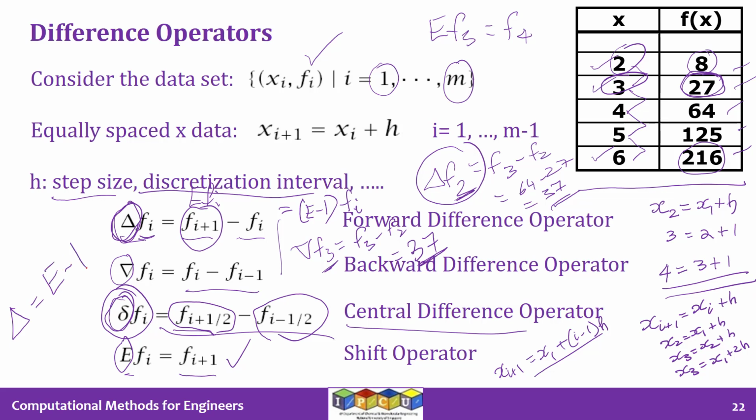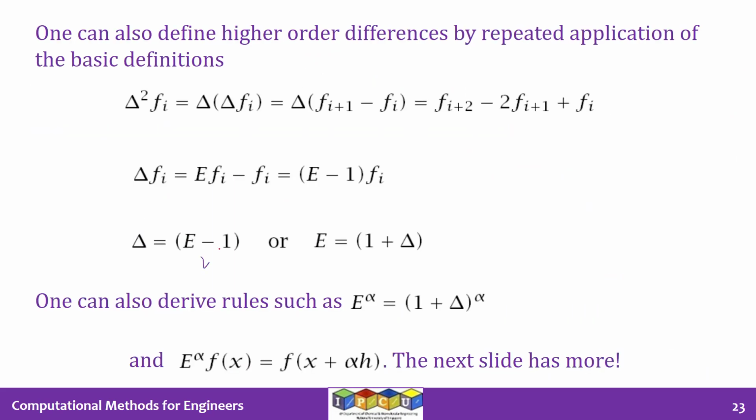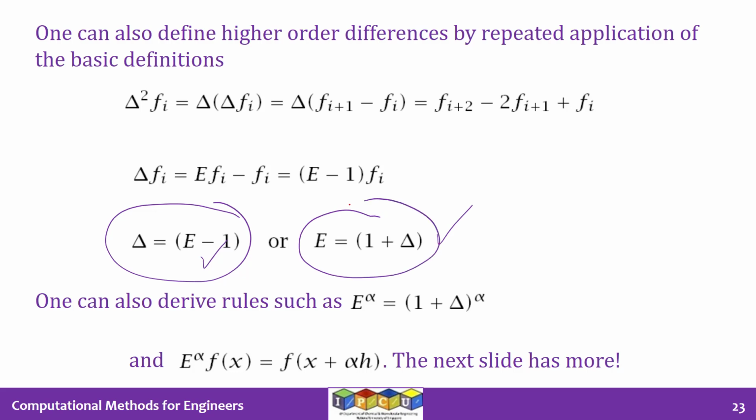So you can see the relationships between these difference operators that we have introduced here. And you can write this as E is equal to 1 plus delta. All right, so this can be a very useful result for us. The shift operator E is nothing but 1 plus the forward difference operator delta. And this is how we derived it, as I showed in the previous slide.